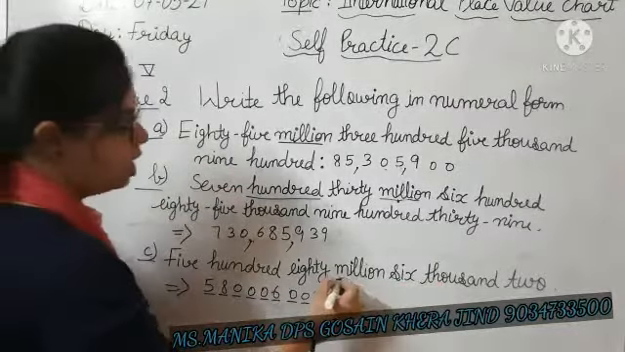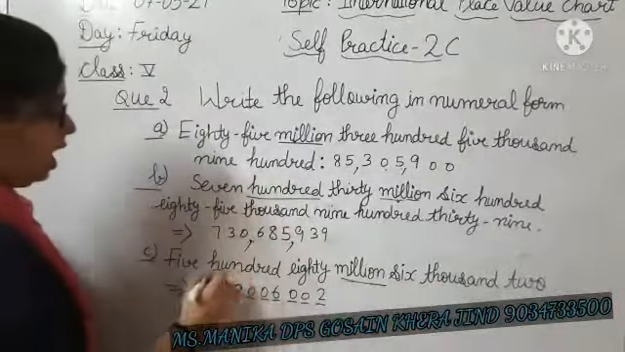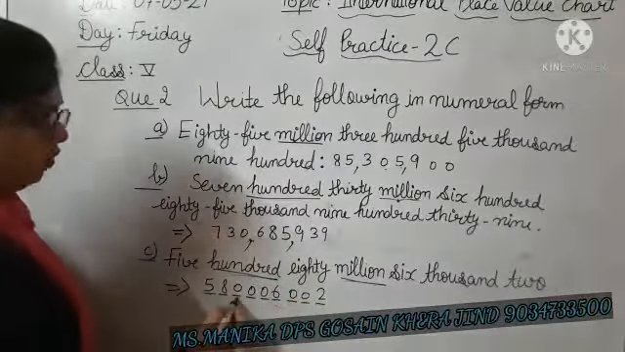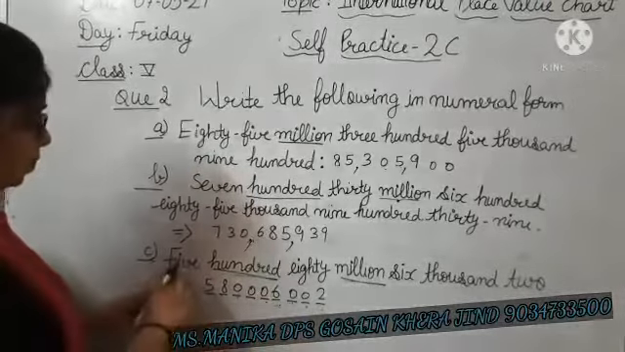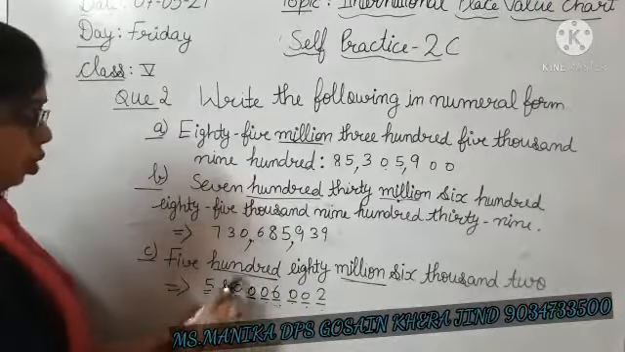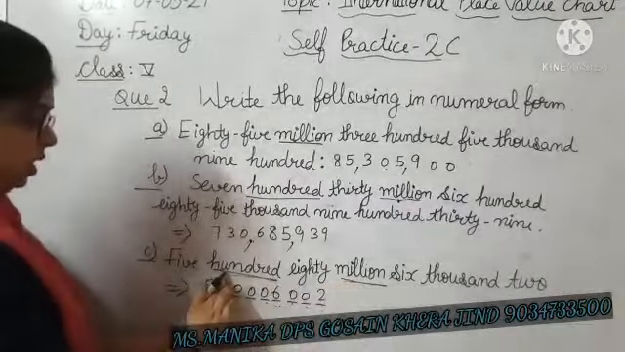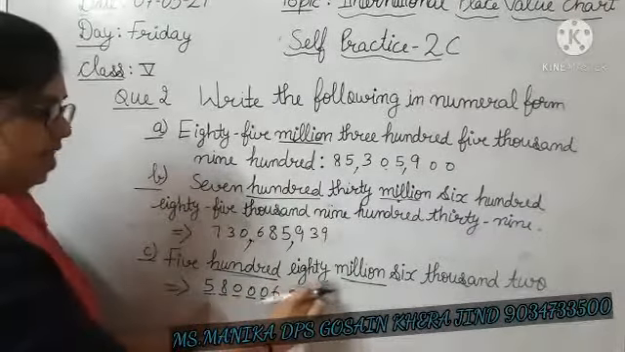580,006,002. Again, the highest period is of million and the 100 place. So, 3 of 100, 3 of 1000 and 3 of 1's period. Then, 500. So, at million period, at 100 place, there will be 5.